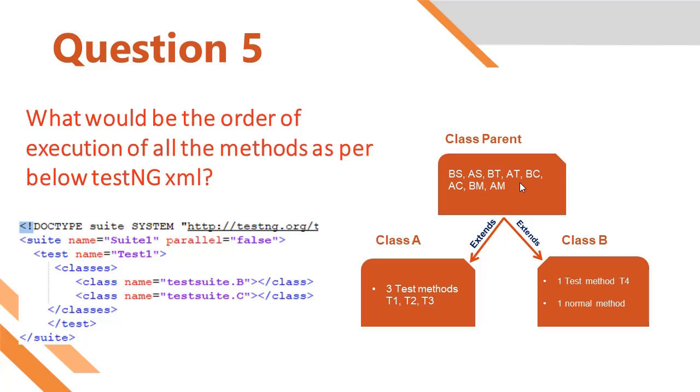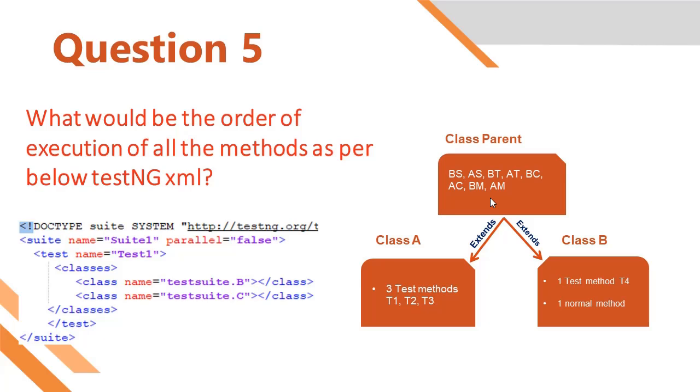Let's now see a problem statement which is more about the execution flow. So what would be the order of execution for all the methods as per this below TestNG XML? So if you have a look at this diagram, we have a class parent which has all the annotations: before suite, after suite, before test, after test, before class, after class, and before method and after method. And we have two classes, class A and class B.